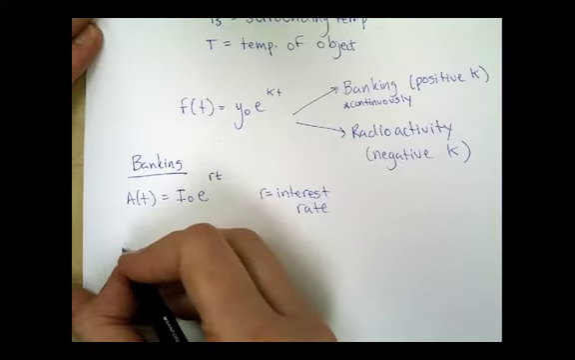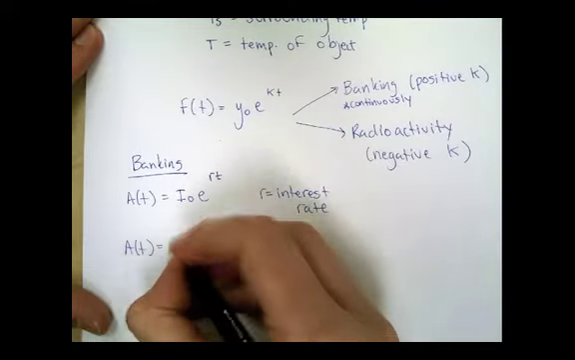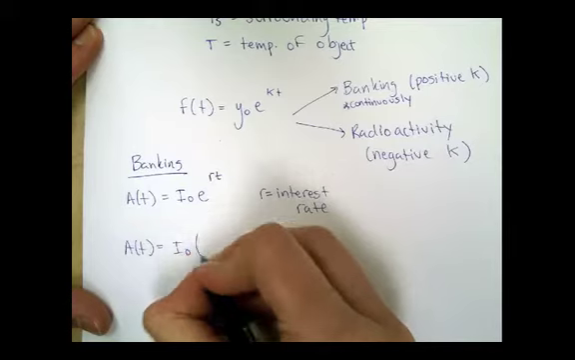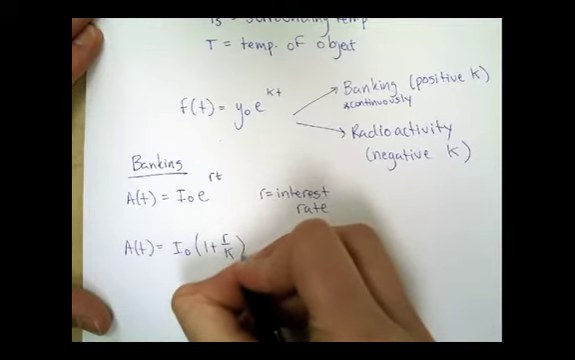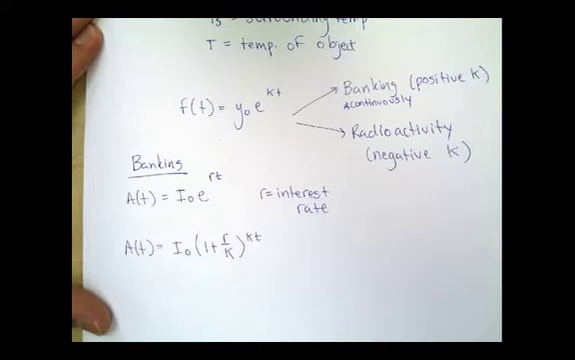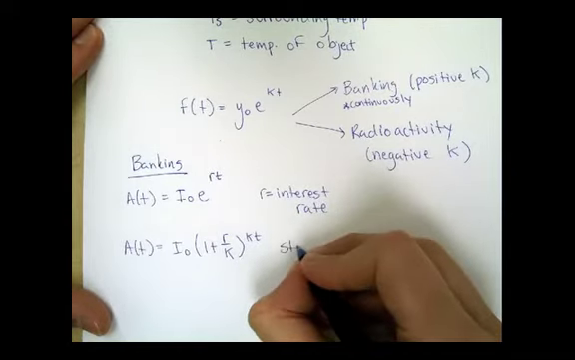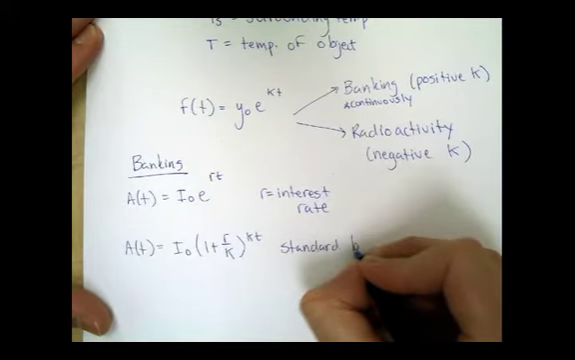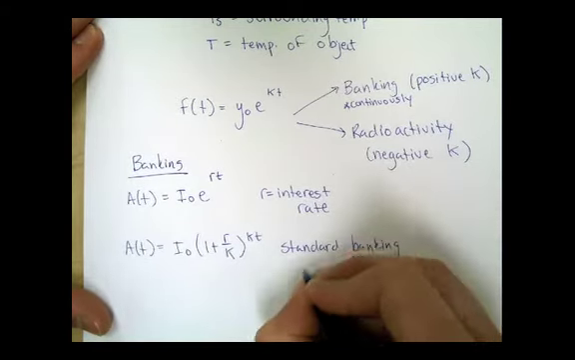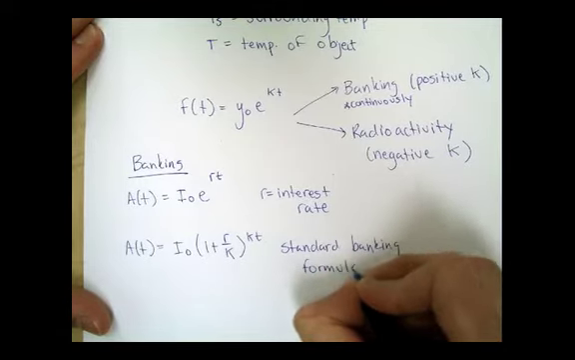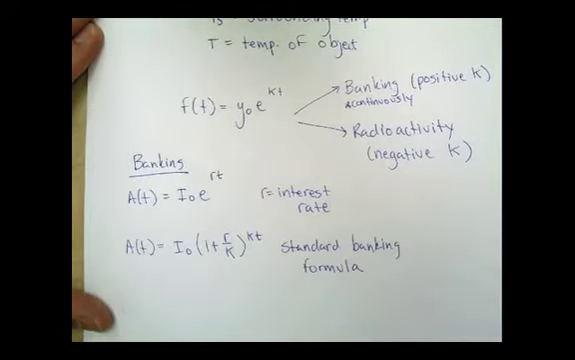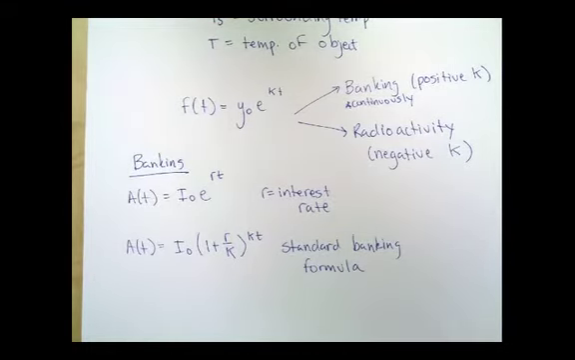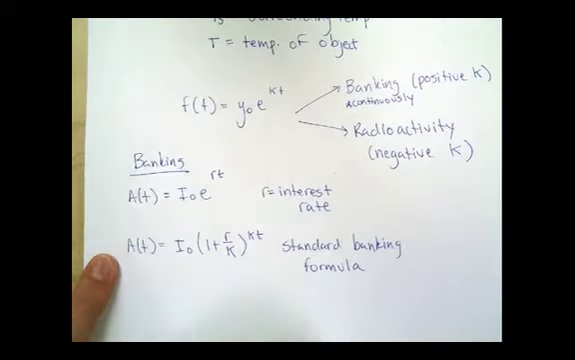Then we have a second banking formula. A of t equals the initial value times 1 plus r divided by k, to the kt power. And this is called your standard banking formula. It's kind of a weird looking banking, but that's my k. So the standard banking formula is for whenever you're compounding your interest annually, monthly, weekly, quarterly, pretty much anything that's not continuous. So the standard banking formula has no exponential, and there's a big difference between these two.